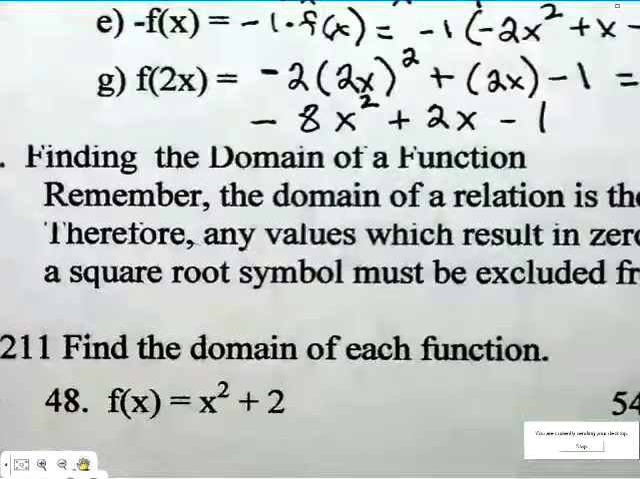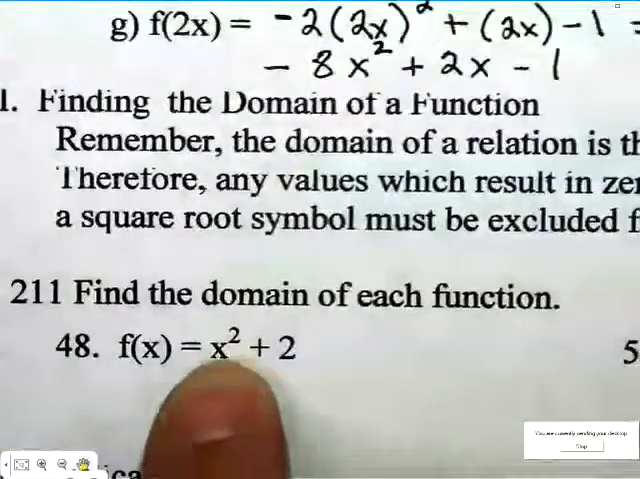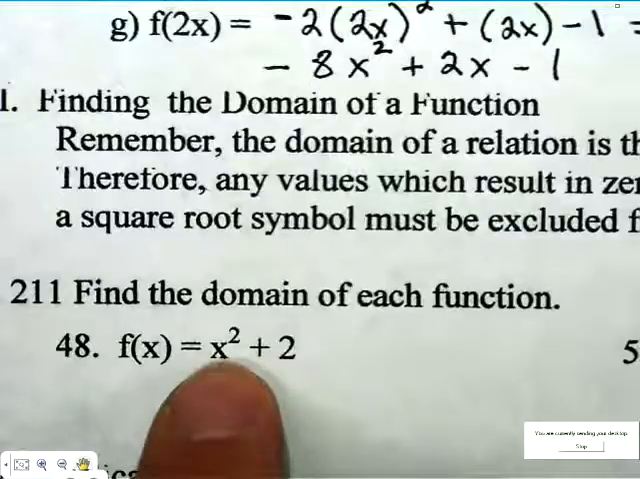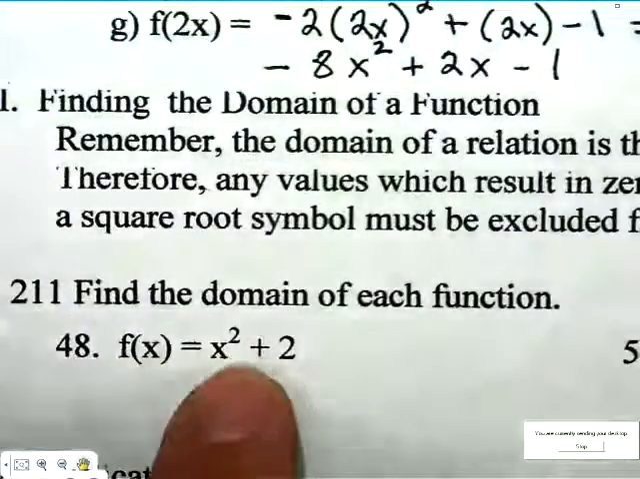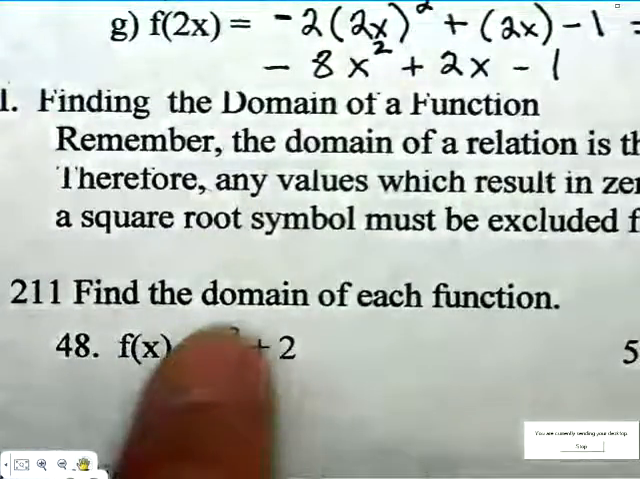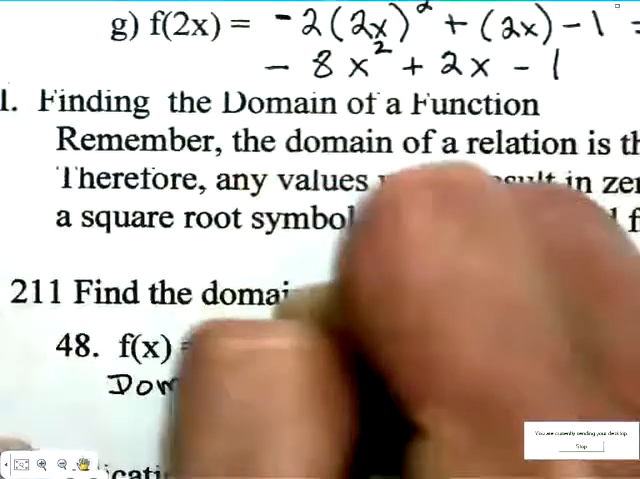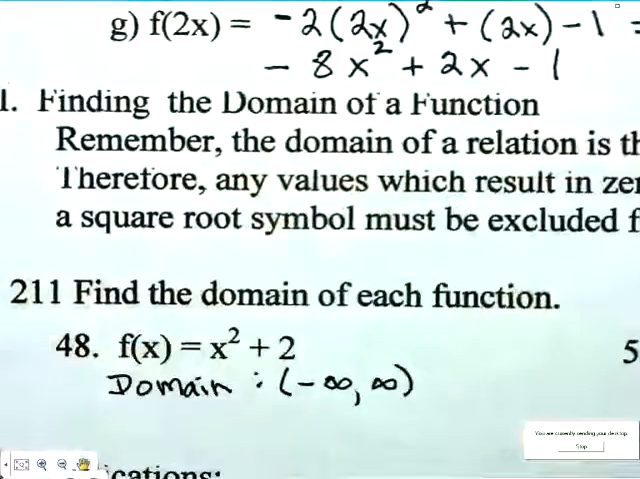We just said, what can you let x be? For example, number 48, if I was building a machine that took any number that you put in and squared it and added 2, what kind of numbers would it be okay to put in? I can square any real number in the whole wide world and then add 2. So the domain of that function is negative infinity to infinity because you can square and add 2 to anything.